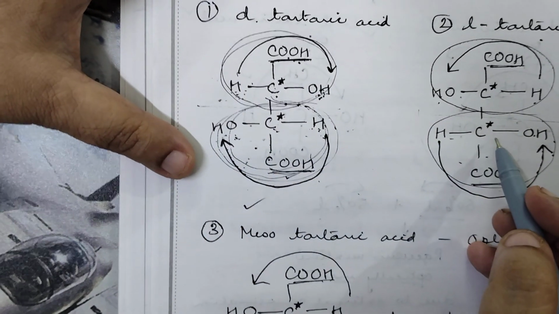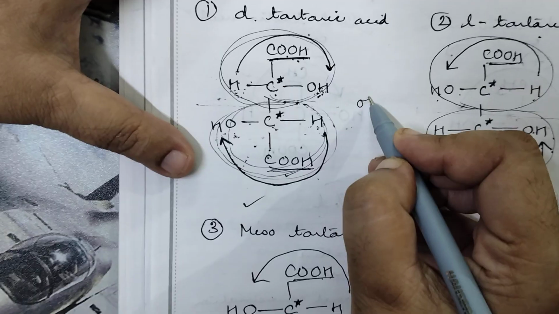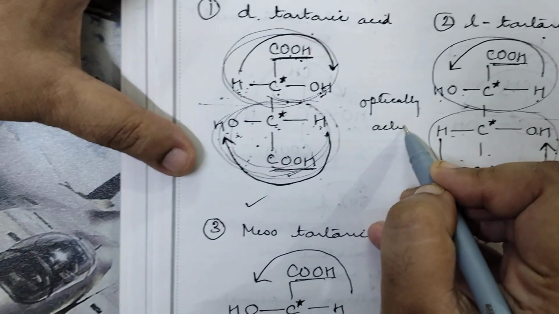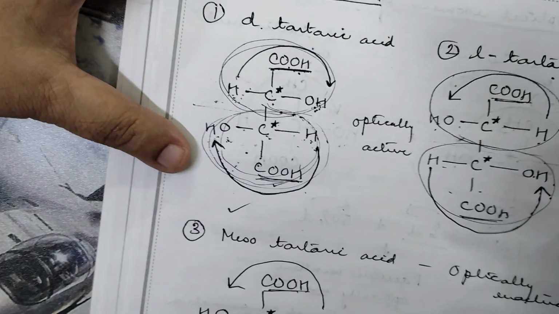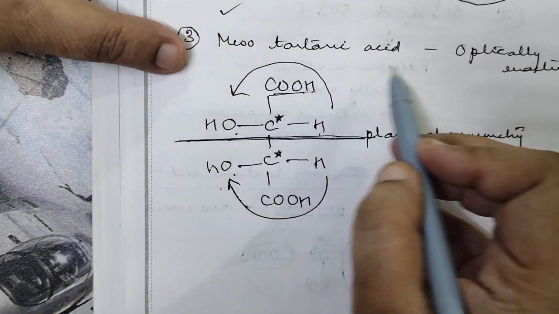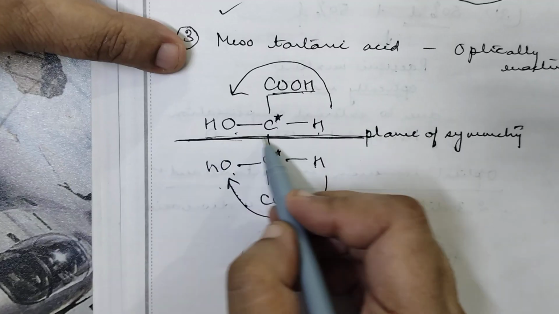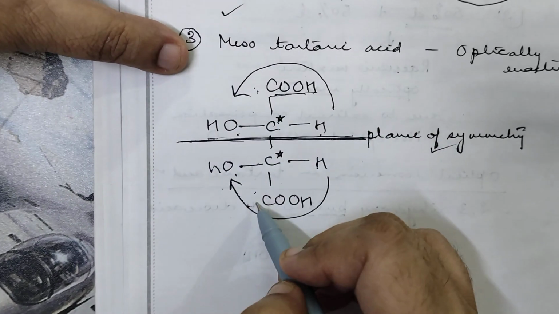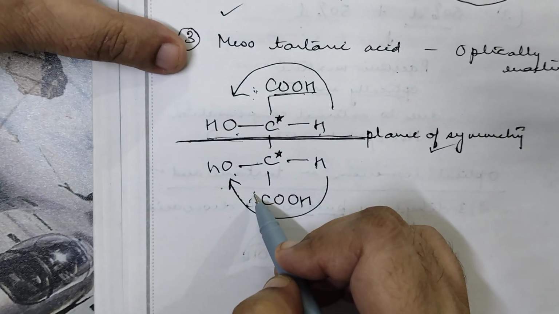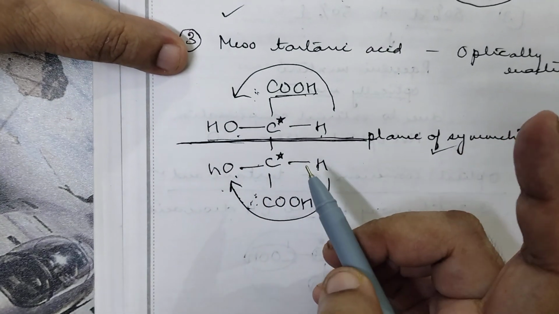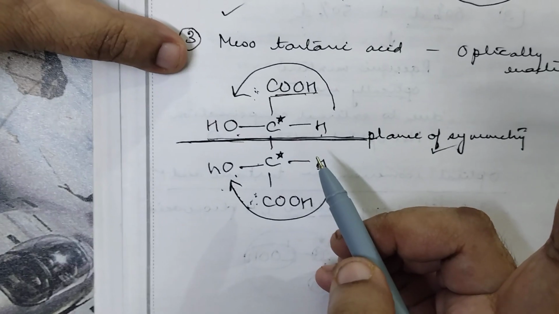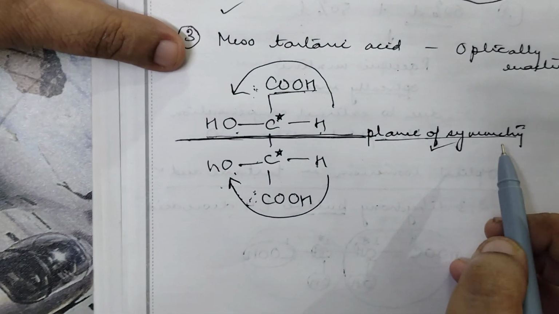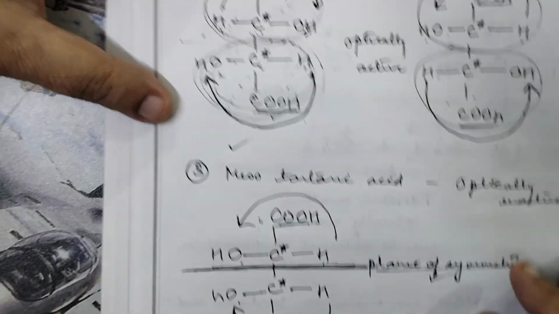So dextro and levo were optically active. Both were optically active because plane of symmetry was absent here, but meso is optically inactive because plane of symmetry is present. It is dividing the compound into two identical halves. So I told you that if there are two asymmetric or chiral carbon, then you have to look for the second condition, plane of symmetry should be absent.